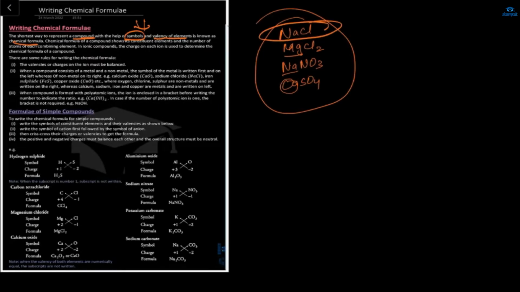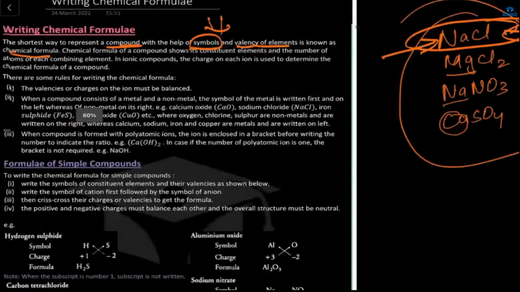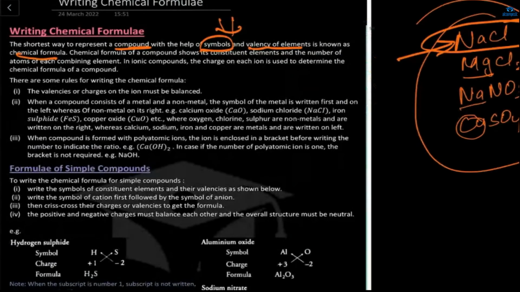Sodium and chlorine, this is a compound. So the chemical formula of a compound shows its constituent elements and the number of atoms of each combining element. Sodium is an element, chlorine is an element, and they combine to form a whole compound. So this is the chemical formula of a compound.